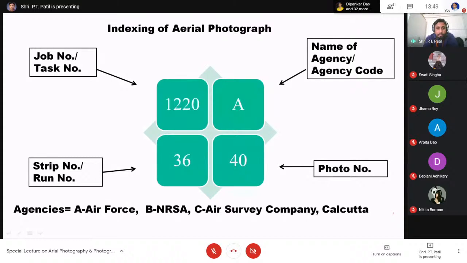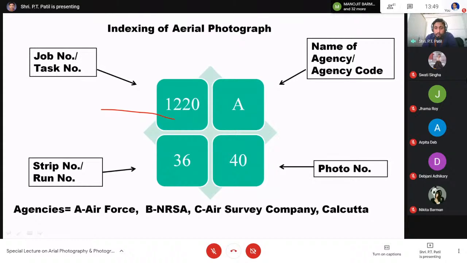So here the first number describes the job number or the task number. So during what job those photographs were taken is described by that job number. Then strip number means at what line that photograph is taken, that describes the strip number or the run number. Then there is a photo number, in which strip, at what number that photograph is there, that describes the photo number.